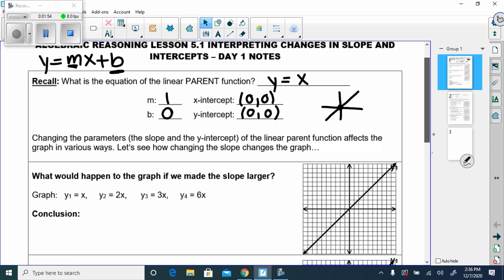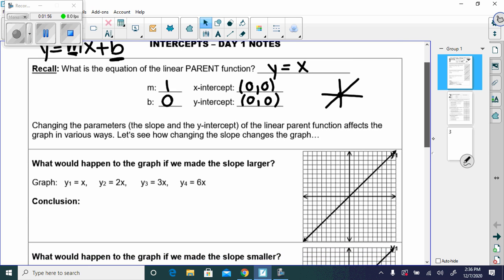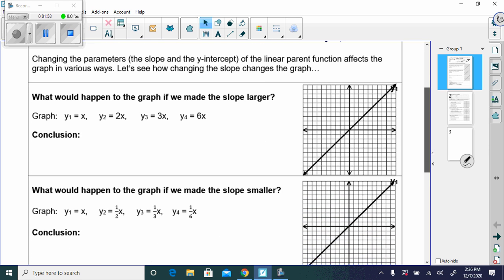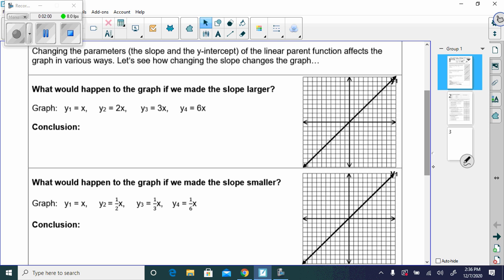So now we're going to look at what that looks like depending on what part we change. So first it says, what would happen to the graph over here if we made the slope larger? So it gives us the first one, which they already graphed over here. They wrote up there in the corner that this is y1. All right, we're going to graph y2 and see what the difference is. So y2 also doesn't have a plus b, right? So it still starts at 0, 0.